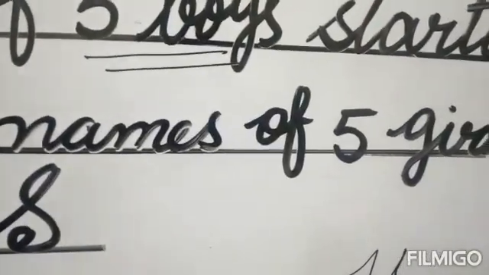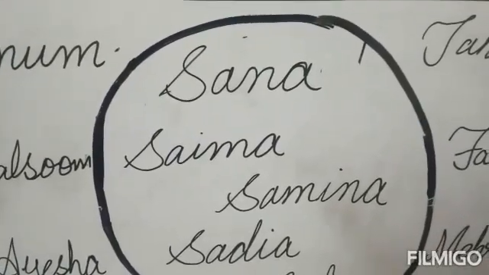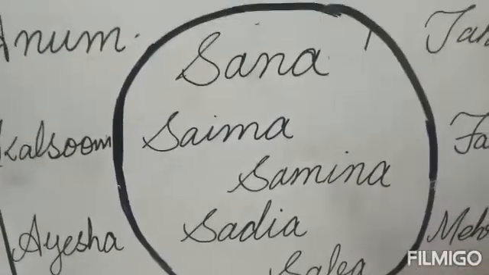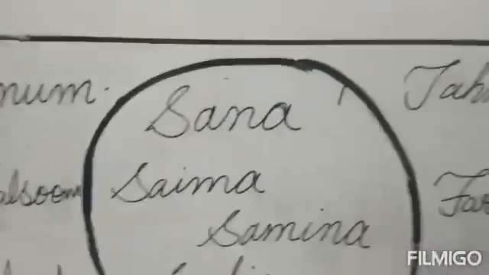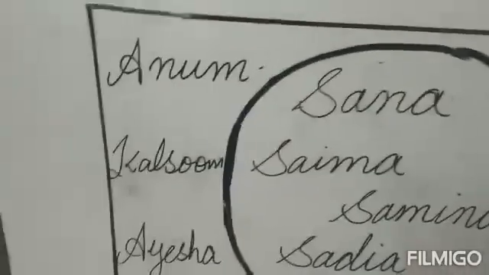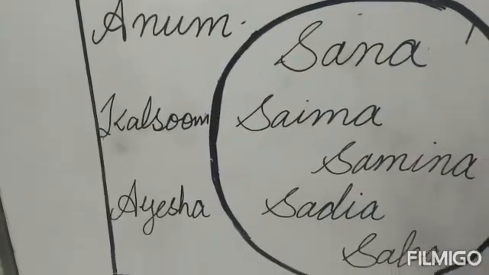Now we move on to girls. Here we write the names of girls whose names start with S. First, Sana, Saima, Samina, Sadia and Saba. And outside the circle we write the names of other girls like Tahmina, Farhat, Mehreen, Anam, Kulsum and Aisha.